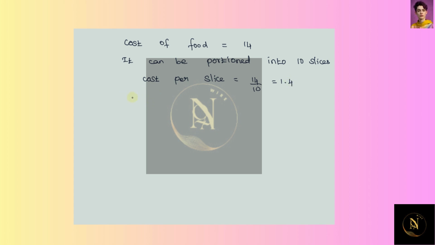And here the given selling price is 16. So the selling price per slice becomes 16 divided by 10, that is 1.6.